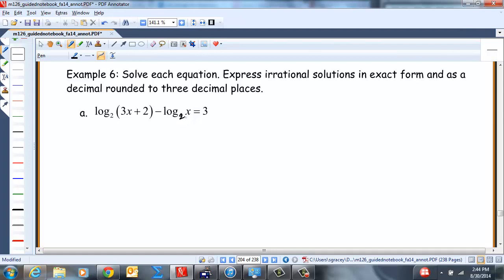I have a difference of 2 logs. So we get log base 2 of (3x plus 2) divided by x, and that's all equal to 3. So what should I do here? Awesome. I should switch this to exponential form.